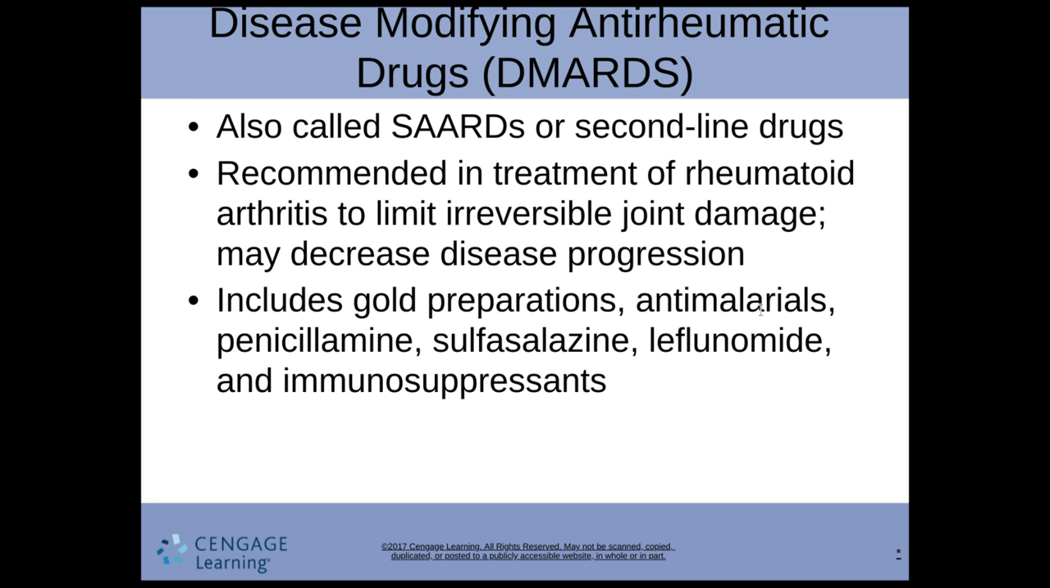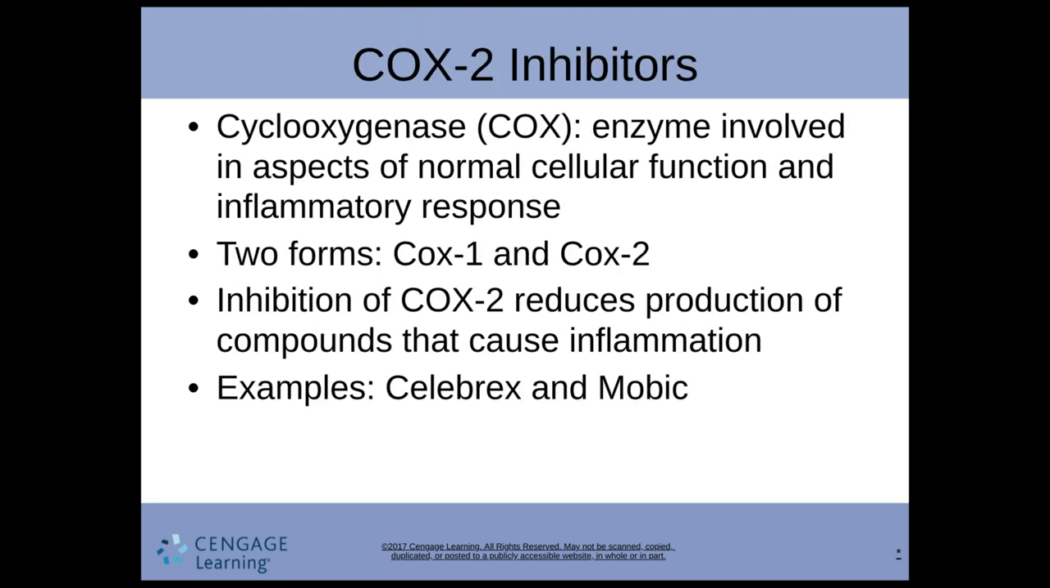anti-malarials. If somebody has malaria, they're going to be on an anti-malarial, that type of thing, or immunosuppressant drugs. So what do we think of when we think of that? I think of cancer, right? So immunosuppressant. We're trying to suppress our immune system, so that like chemotherapy can take place, that type of thing.